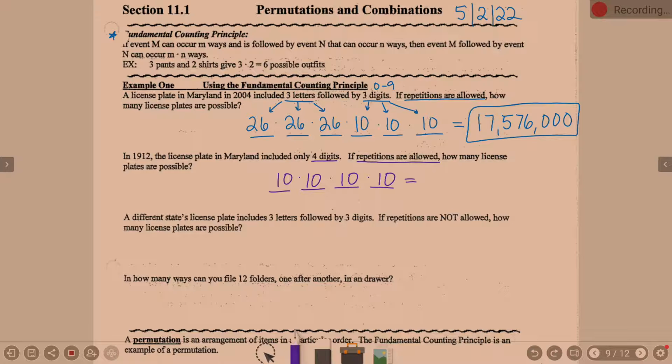Don't try and shortcut your math. What is 10 times 10 times 10 times 10? 20,000. A 1 followed by 4 zeros, so 10,000.